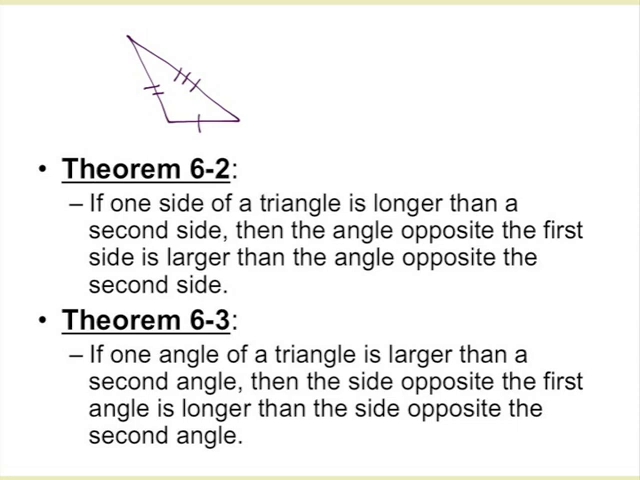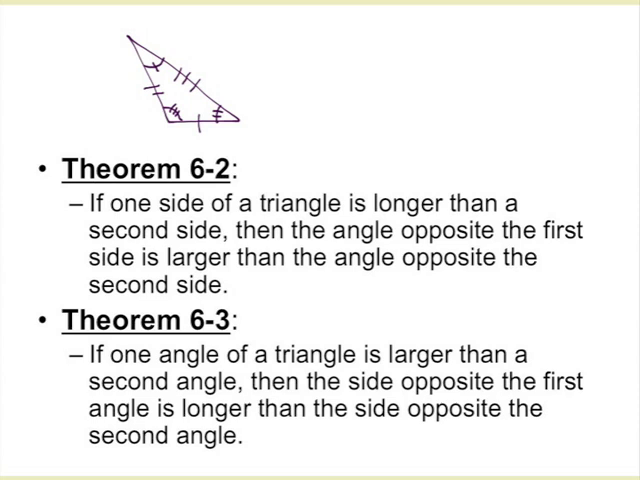If you know how big the sides are in relationship to each other, then you can know how big the angles are in relationship to each other. Across from the biggest side is going to be the biggest angle. Across from the medium side will be the medium angle. And across from the smallest side will be the smallest angle. So if we can rank our sides by small, medium, large, then we can rank the angles by small, medium, large. Biggest across from biggest, smallest across from smallest.